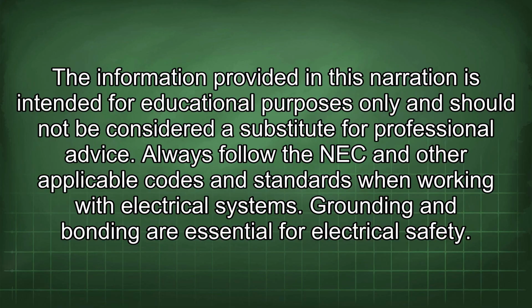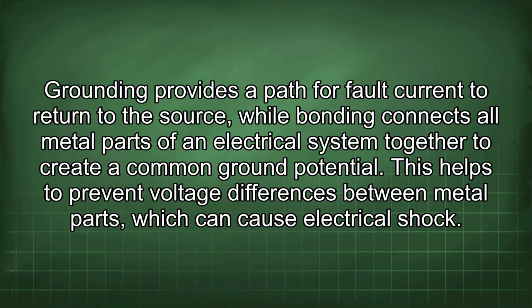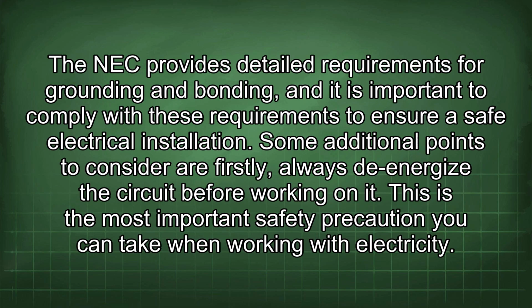Grounding and bonding are essential for electrical safety. Grounding provides a path for fault current to return to the source, while bonding connects all metal parts of an electrical system together to create a common ground potential. This helps to prevent voltage differences between metal parts, which can cause electrical shock. The NEC provides detailed requirements for grounding and bonding, and it is important to comply with these requirements to ensure a safe electrical installation.